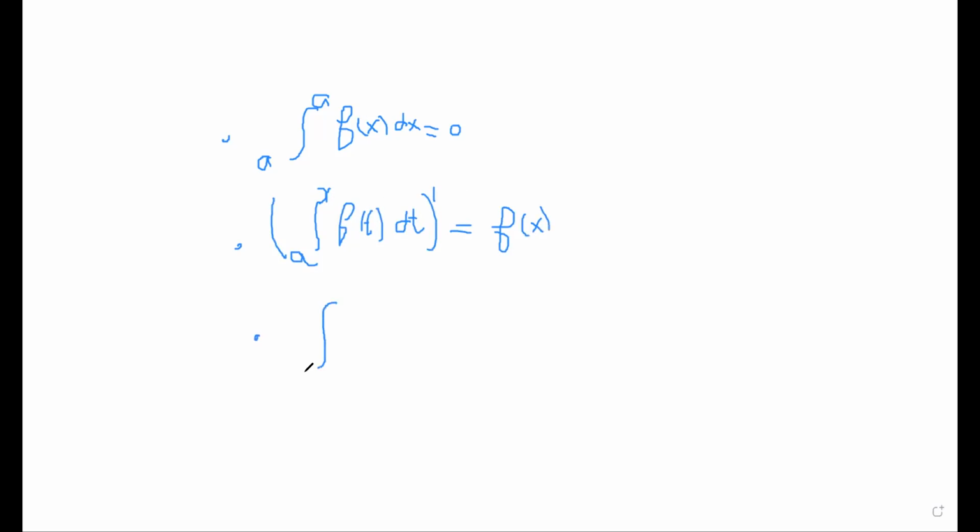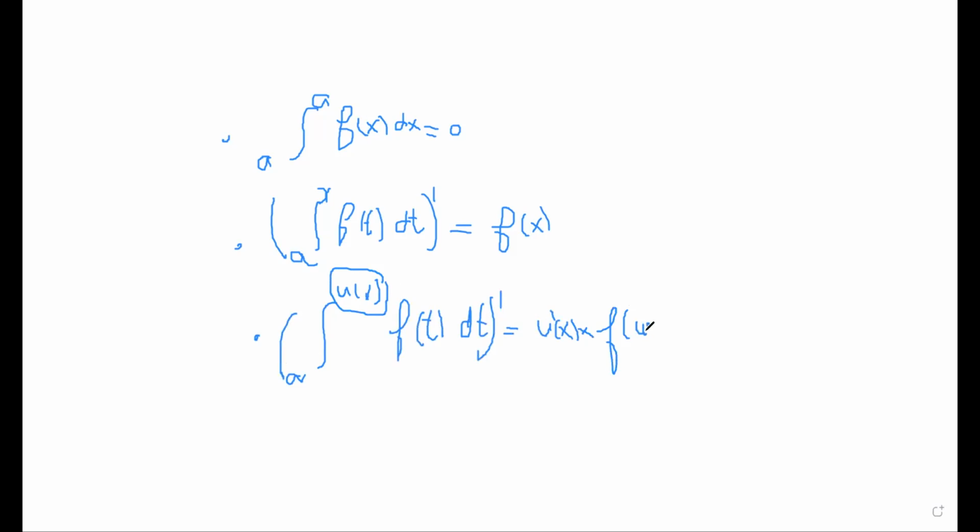Also the same rule: if we have the integral from a to u of x of f of t dt, the derivative of this integral equals u prime of x first, the derivative of u, times f of u of x, by replacing t by u. Now we go back to the first exercise.